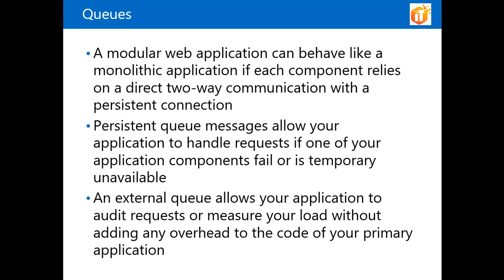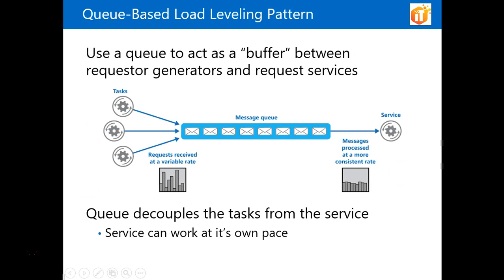Flooding a service with a large number of concurrent requests can also result in the service failing if it's unable to handle the contention these requests cause. What is the solution to this problem? Refactor the solution and introduce a queue between the task and the service. The task and the service run asynchronously. The task posts a message containing the data required by the service to a queue. The queue acts as a buffer, storing the message until it's retrieved by the service.